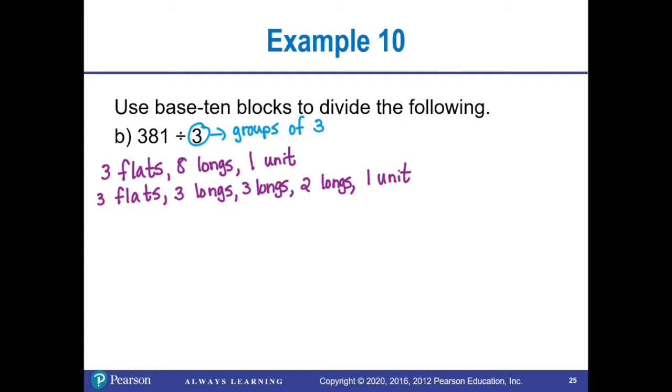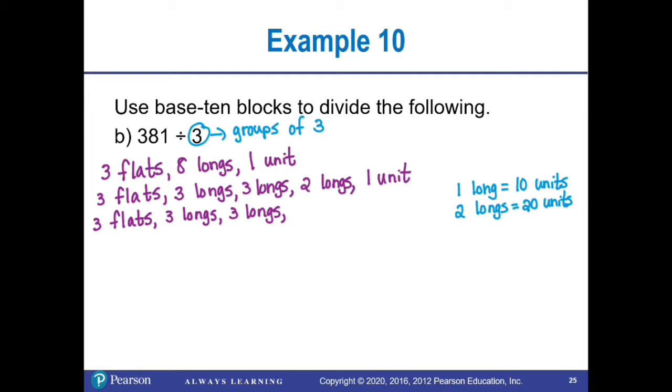Now, just as we did in the previous problem, I've got a group that only has 2 longs in it. And I'm going to have to exchange those longs for units. Bring down the 3 flats. Bring down the 2 groups of 3 longs. And remember, 1 long is 10 units. So 2 longs are going to be 20 units. That gives us a total of 21 units.